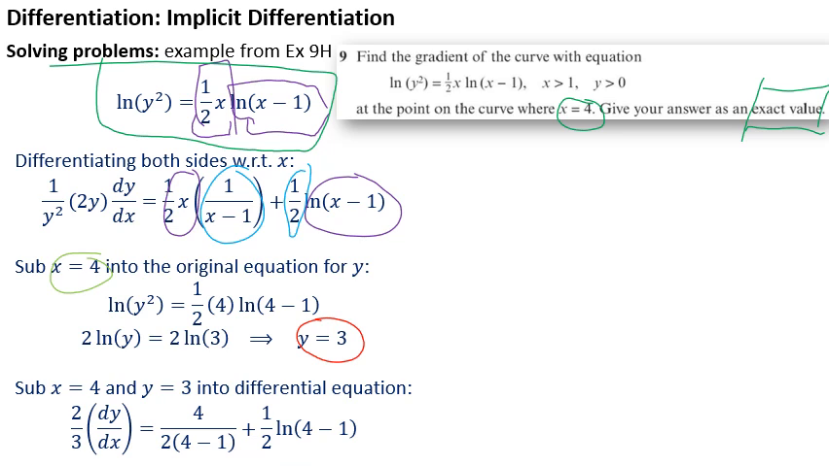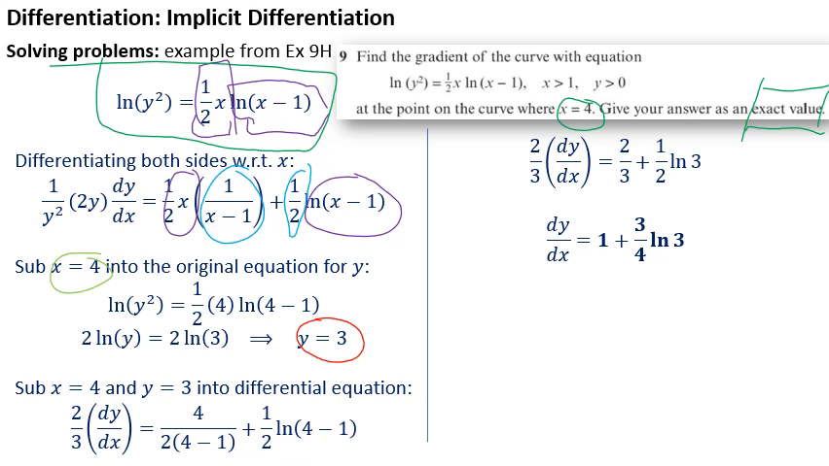So the 2y over y squared is of course just 2 over y, and I've got 2 over 3. On the right hand side, wherever x appears, I've replaced it with 4. And then we do some simplifying. That fraction sorts itself out a little bit, and then we can multiply through by 3 and divide through by 2. And we get dy by dx equals 1 plus 3/4 of ln 3.